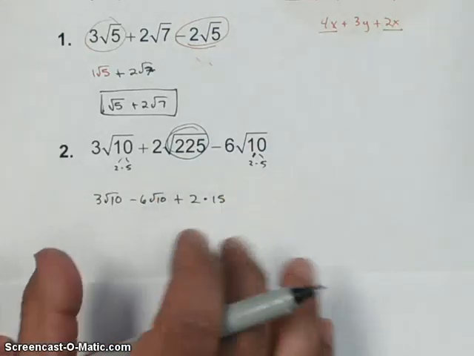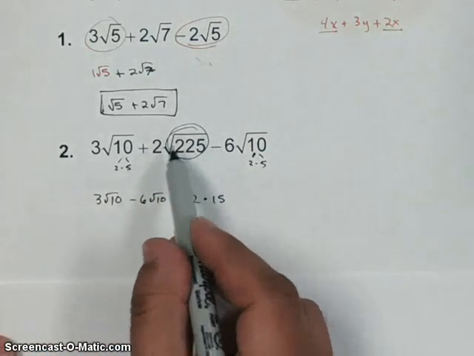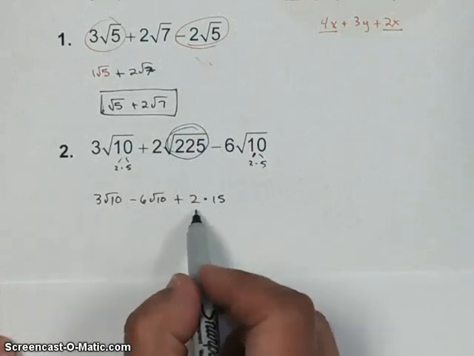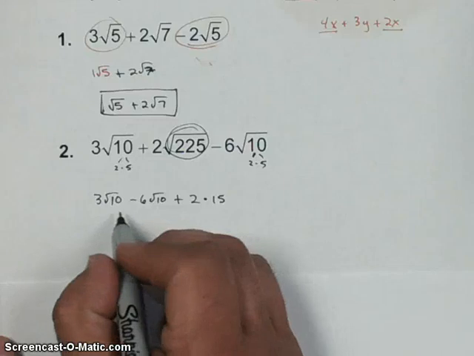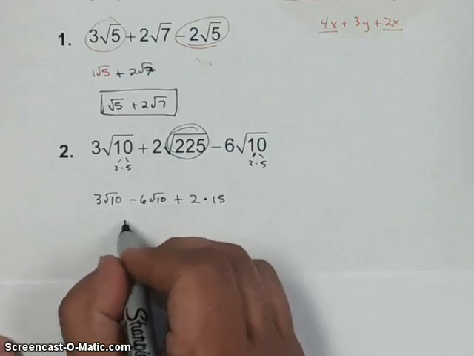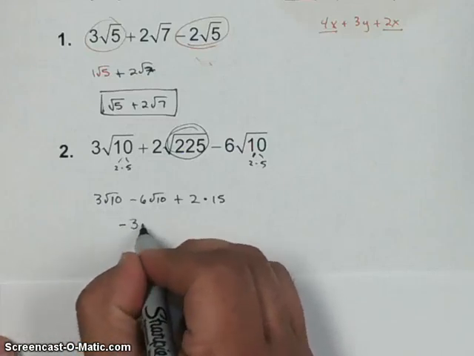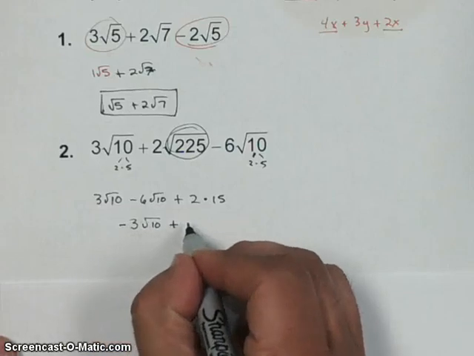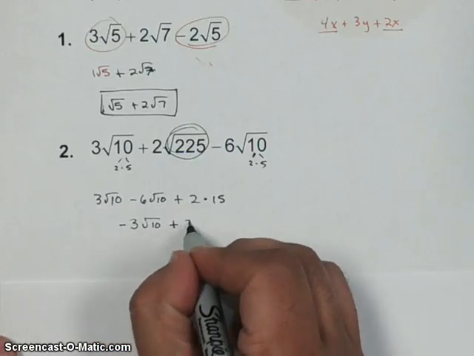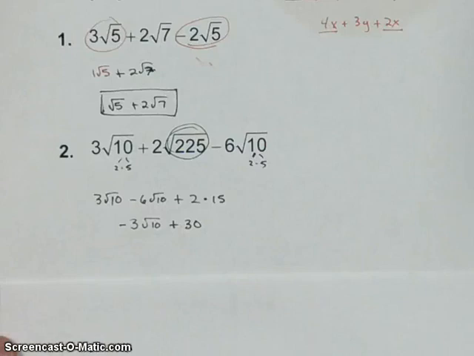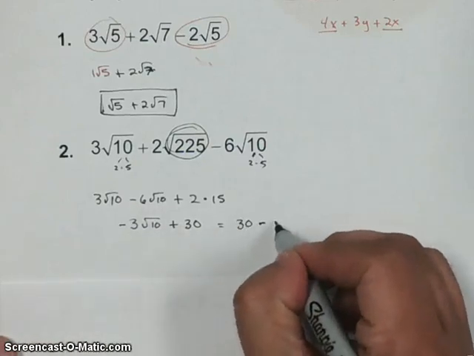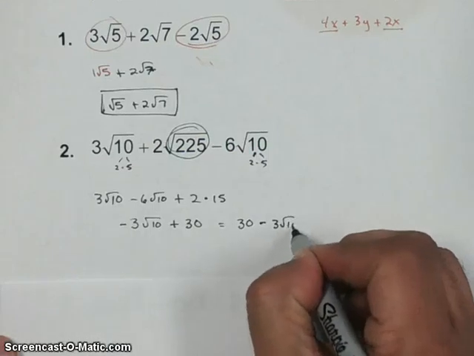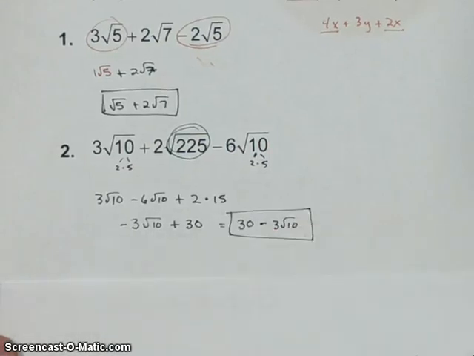So I rearranged it, and then I went ahead and simplified this 2 square roots of 225, which comes out to 2 times 15, since 225 is a perfect square. 3 minus 6, that's going to give me a negative 3 square roots of 10 plus 30. Another thing with standard notation, we typically put the constant first: 30 minus 3 square roots of 10.